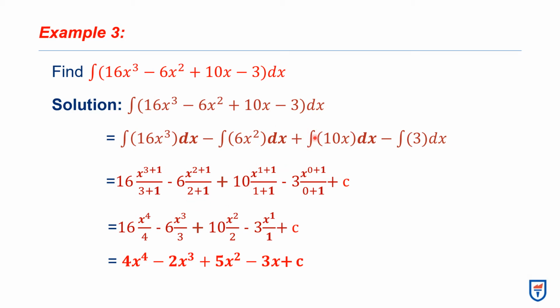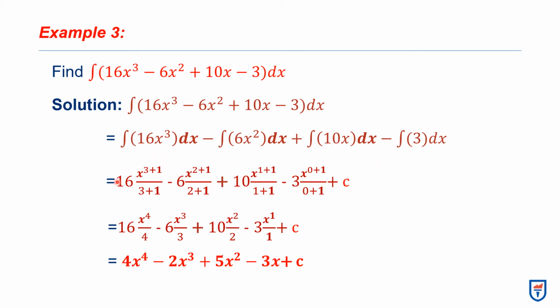Then the third one, which is integral of 10x. 10x is x to the power 1. So we're going to have 10x to the power 1 plus 1 divided by 1 plus 1. The last one, we have got minus integral of 3, which is a constant. It means we have got x to the power 0. So we are going to have minus 3x to the power 0 plus 1 divided by 0 plus 1. Then to everything we add plus an arbitrary constant, which is c.